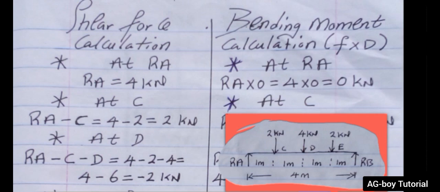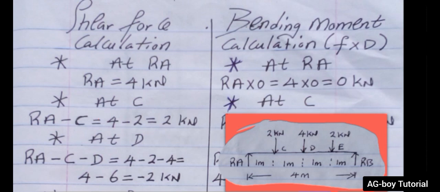So let's go. Now at RA, which is this point here, initially it's going to be 0 kilonewton. Then by the time a force is applied, which is this RA reaction, a 4 kilonewton force was applied to boost it upward. Then at C, this point here, we have 2 kilonewton. Therefore the shear force on RA minus the force here pulling it downward: RA minus C, we have 4 kilonewton minus 2. This 2 is this C here. So 4 minus 2, we have 2 kilonewton left.